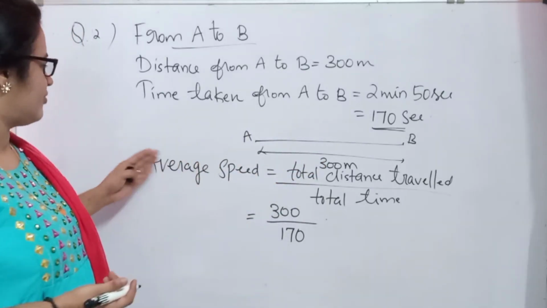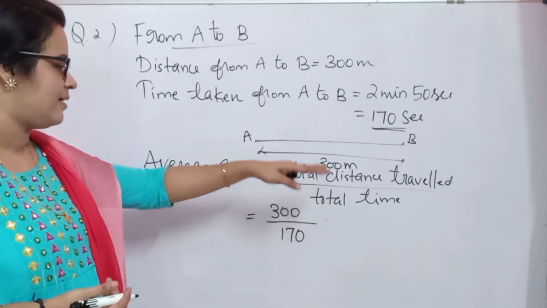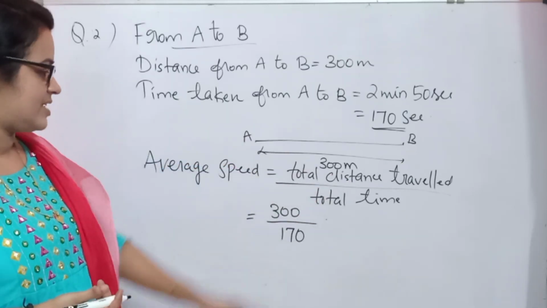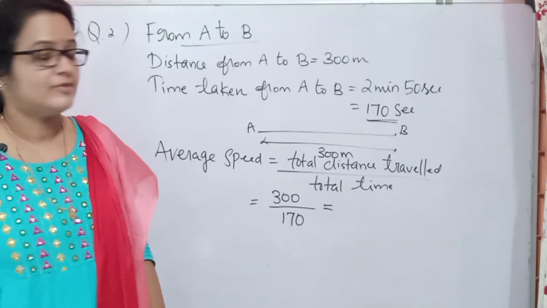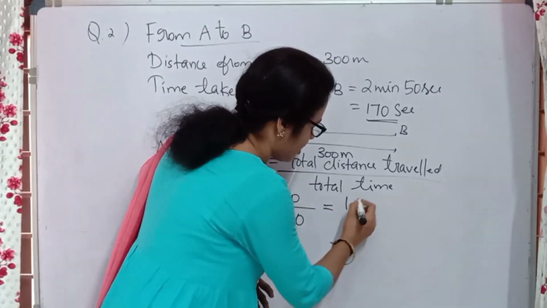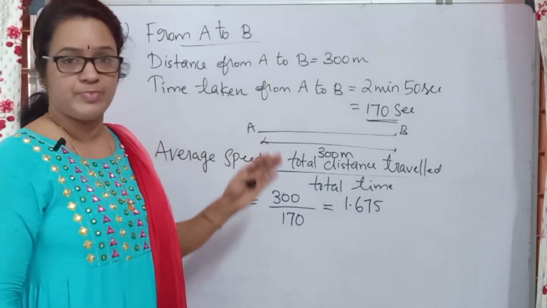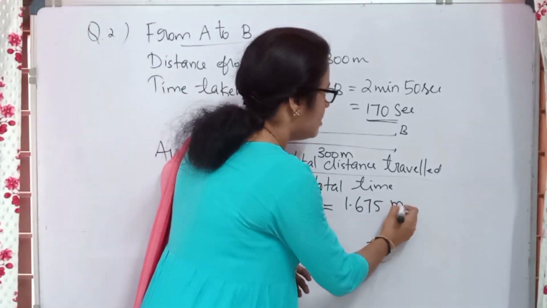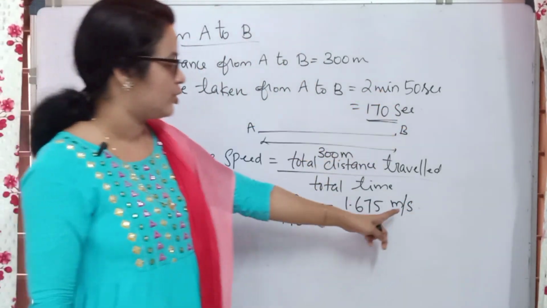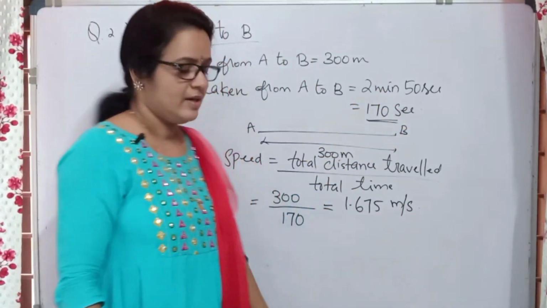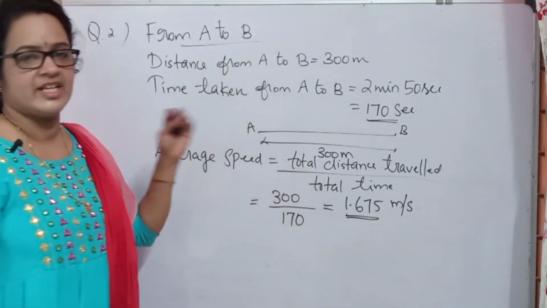That is enough for finding average speed, right? So what will be the value? Total distance is 300 divided by total time 170. So how much are we getting? You can calculate it. 1.675, right? 1.675. That unit also we have to mention. This is speed. That will be meter per second. Here we have converted the minutes into seconds, so the unit will be meter per second. Clear? So our value is 1.675. That is the average speed.